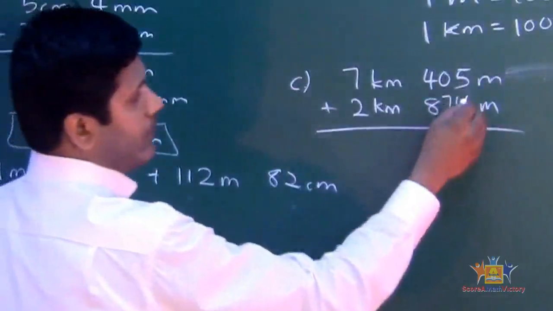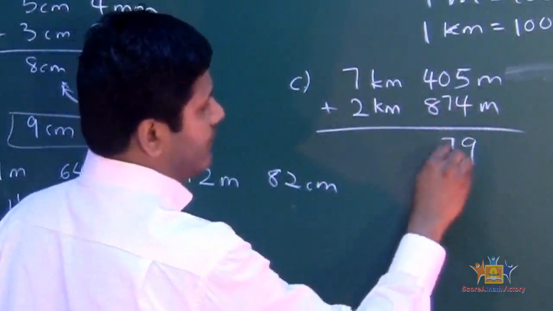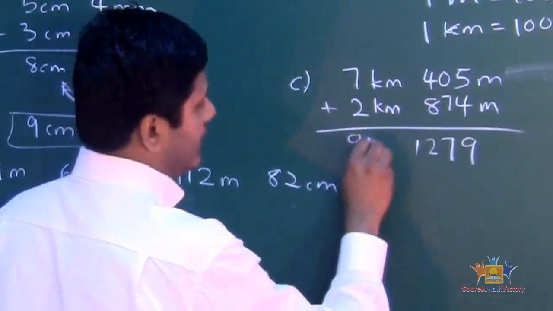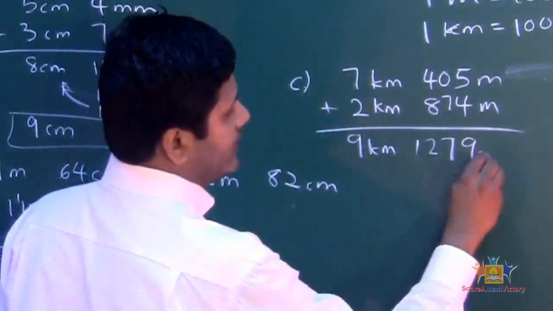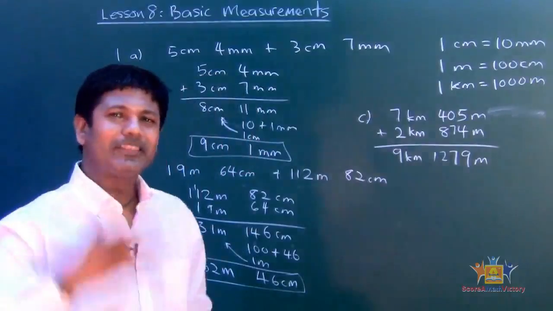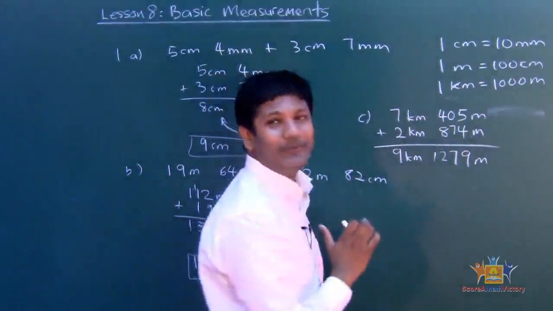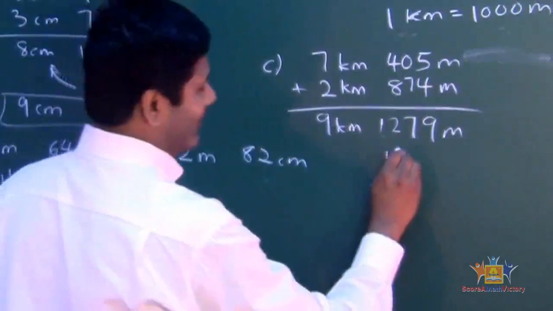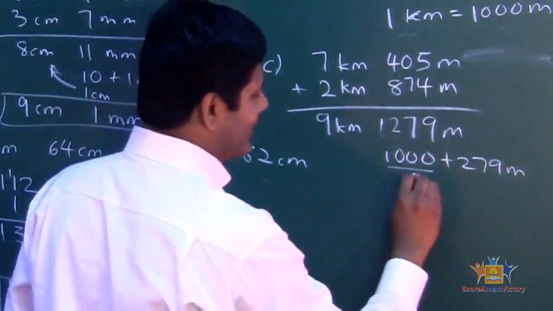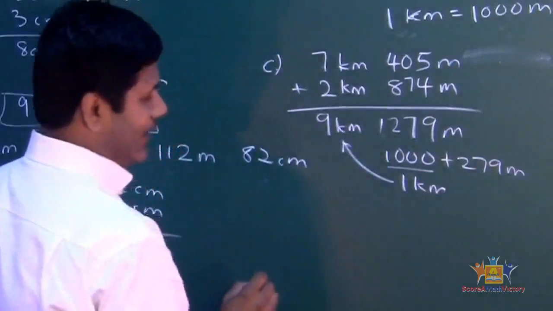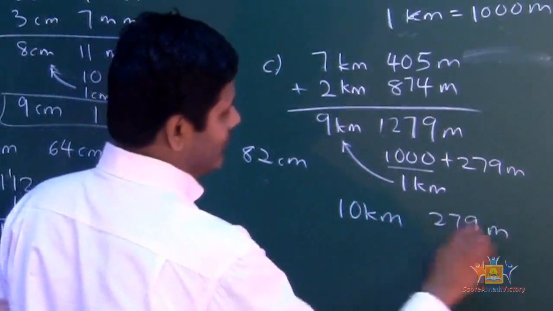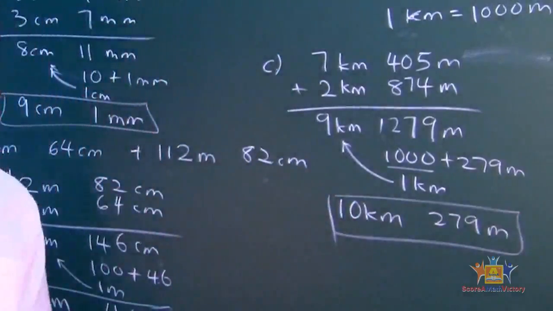All right, so let's add them. 5 plus 4 is 9, 0 plus 7 is 7, 4 plus 8 is 12. 7 plus 2 is 9. 9 kilometers, 1279 meters. The number 1000 tells you that 1000 meters equals 1 kilometer. So we can break this up: 1000 plus 279 meters. This should be 1 kilometer. I can add that to the 9, which gives me 10 kilometers and 279 meters, and that should be my final answer. See that?